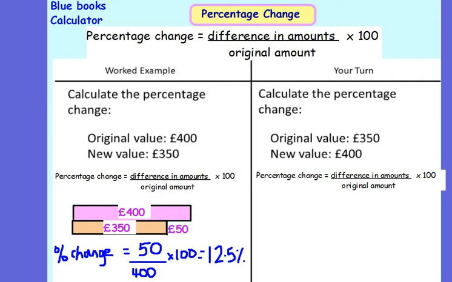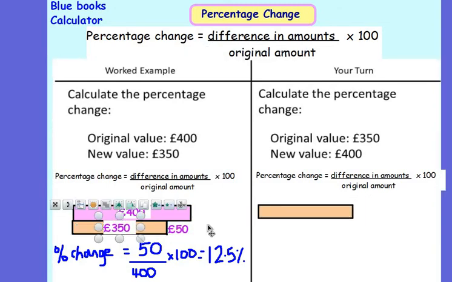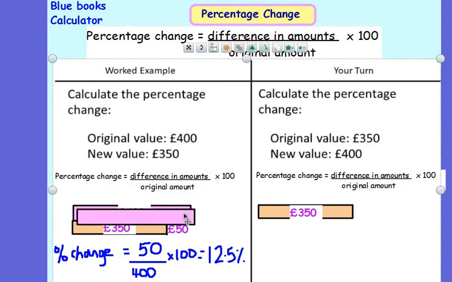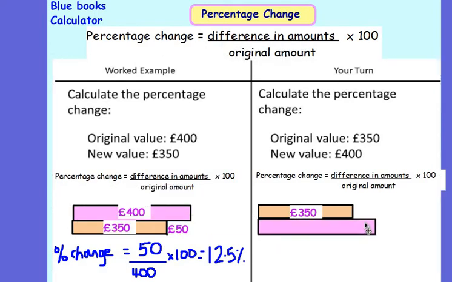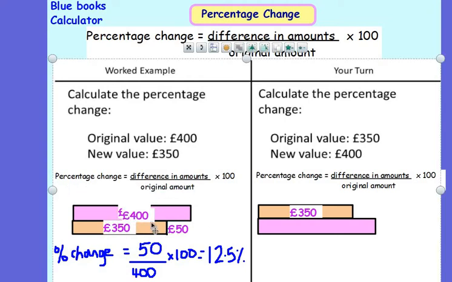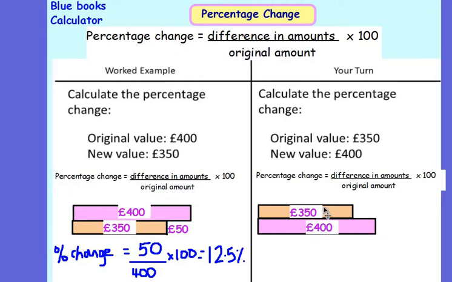Alright, let's talk about it. This looks remarkably similar to the example I've done, but with one fundamental difference. This time, my original amount is 350. My new amount is 400. The difference in amounts is £50. I've increased by £50 to 400.